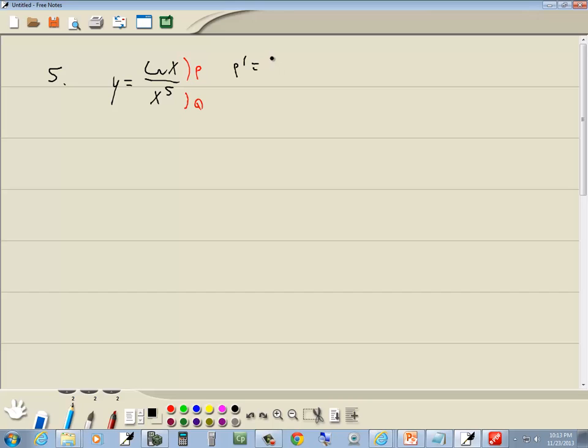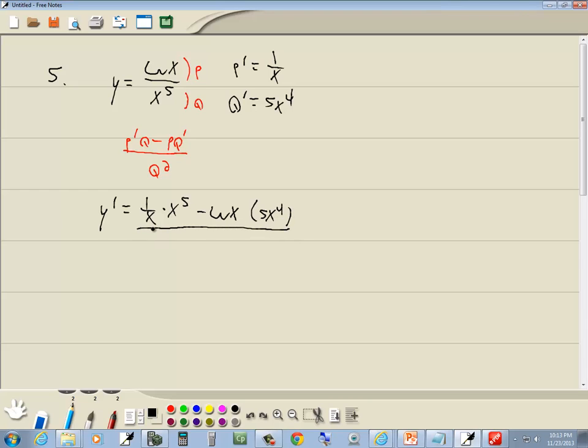P prime, the derivative of the natural log of x, is 1 over x. Q prime, the derivative of x to the fifth, is 5x to the fourth. And our formula is p prime q minus p q prime over q squared. So for our derivative, p prime is 1 over x times q, which is x to the fifth, minus p, which is natural log of x, times q prime, which is 5x to the fourth, all over q squared, so x to the fifth squared.